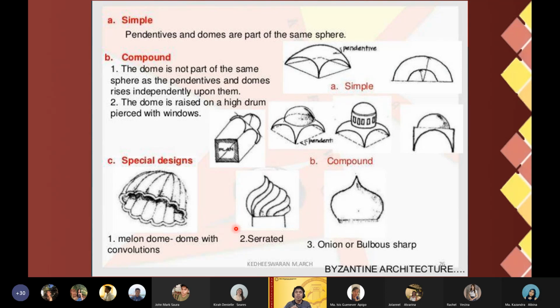But in terms of the application of domes during Byzantine architecture, only these two: dome on drums and dome on pendentives. So where are the others used, sir? The melon dome, serrated, and onion or bulbous shapes were used in Islamic architecture. I don't know if we can tackle Islamic architecture later or if that's part of another history subject, I think History 3 or 4. But maybe we can have a few examples later on.